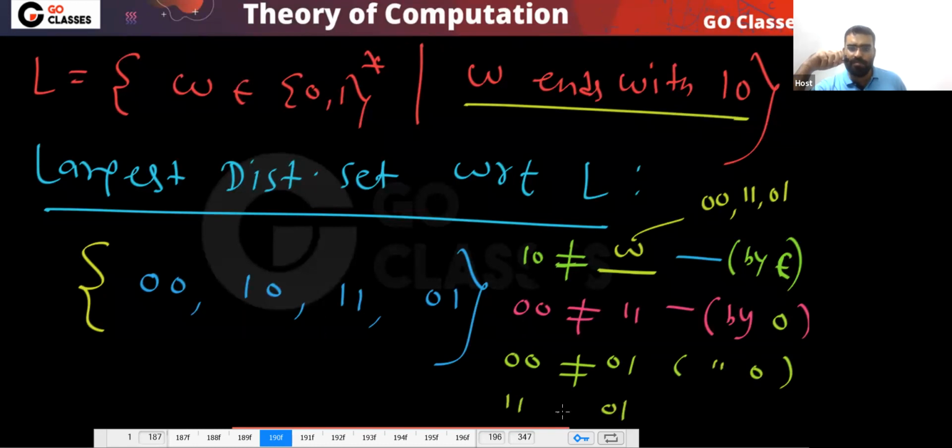11 and 01. What about them? Tell me. What about 11 and 01? They are equivalent. They are equivalent, right? 11 and 01, they are equivalent. You can check, 11 and 01, they are equivalent, correct?